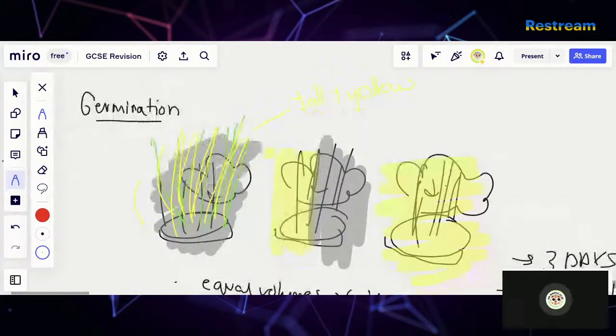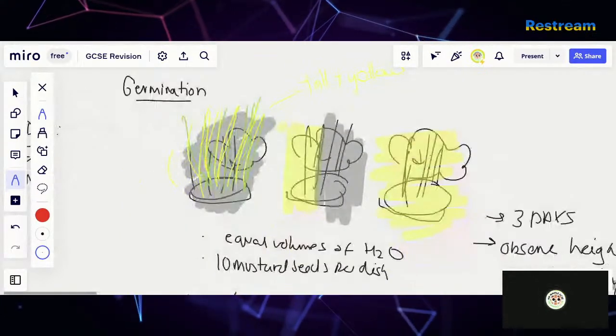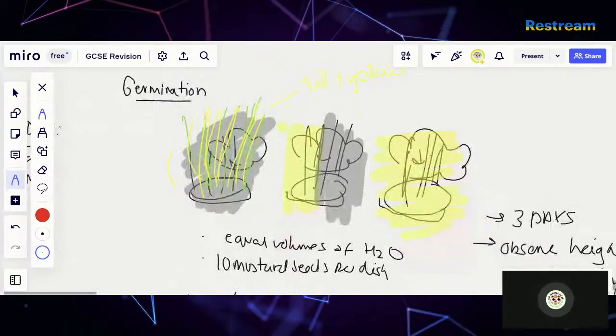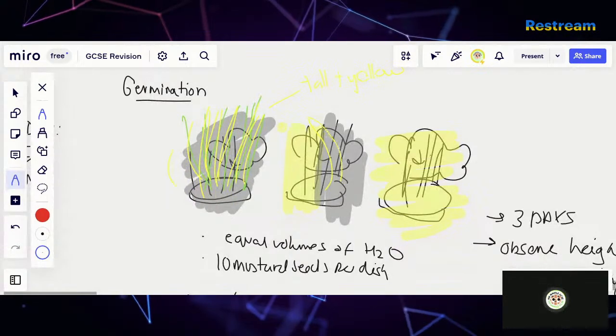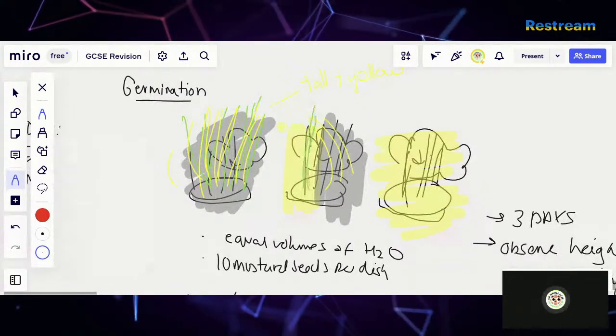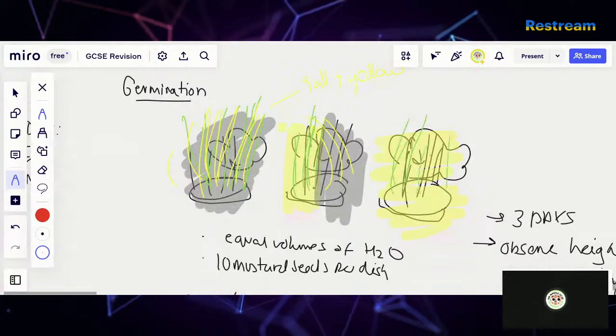Now in the partial, it will then be dark on one side and light on the other. So this side will try and reach that side, and then the side in the light is just going to grow straight and upward. And then on this one, they're all going to grow straight and upwards.